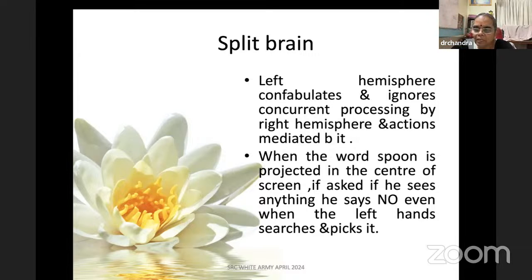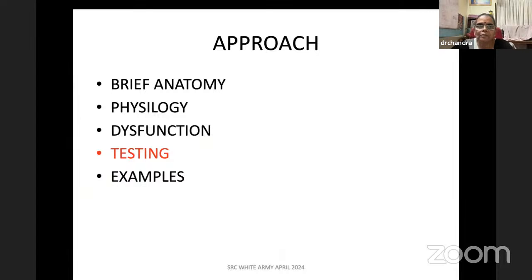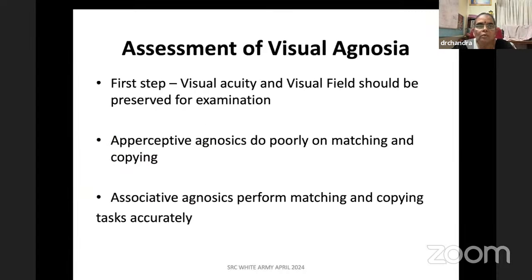The right hemisphere has seen. It has not transferred it to the left hemisphere. So the left hemisphere will simply say, I am not seeing anything. But that it has seen is shown by the picking up. Yet the left hemisphere tells a lie, saying that nothing has been seen. That is split brain. Now we'll see how we are going to test.